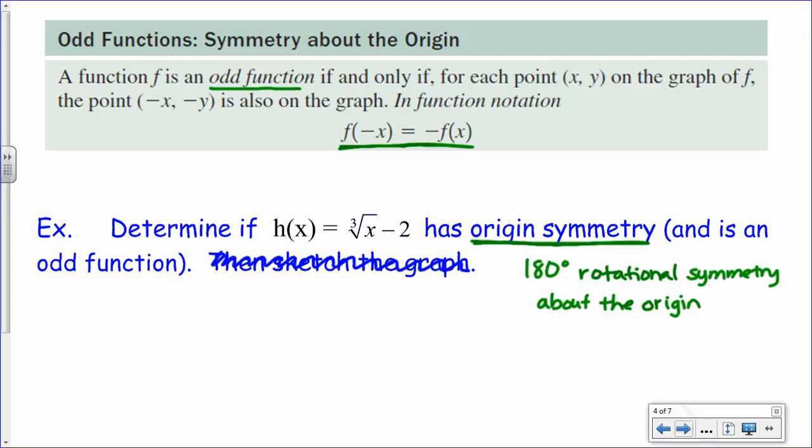Okay, so first of all, let's talk about opposite of f of x. So if I want the opposite of h of x, then I need the exact opposite of this. So every term is its opposite. So I would want a negative cube root of x and a positive 2.